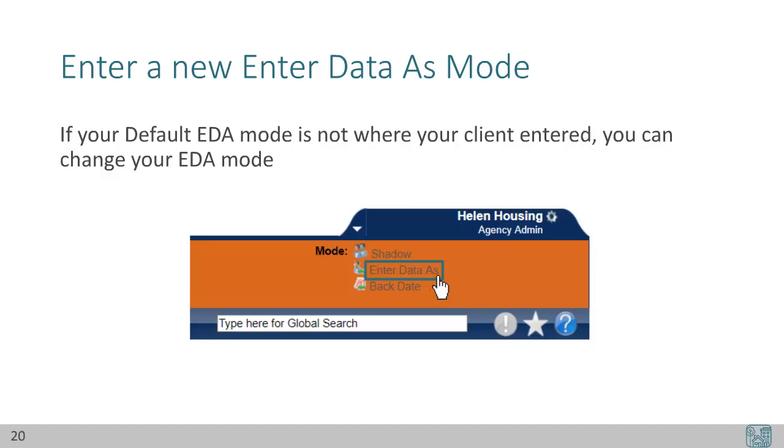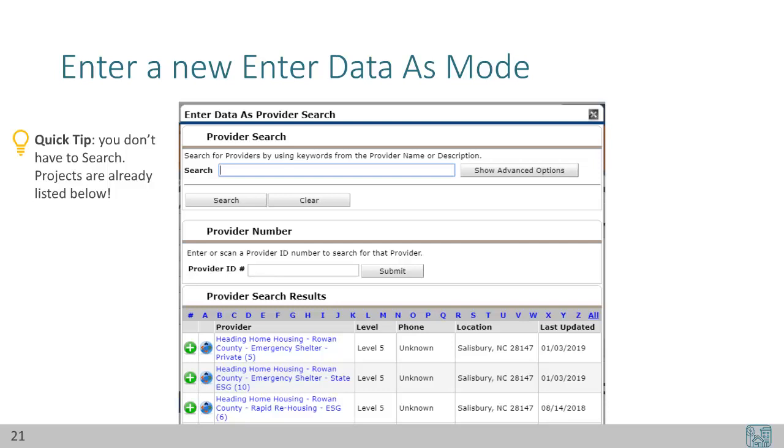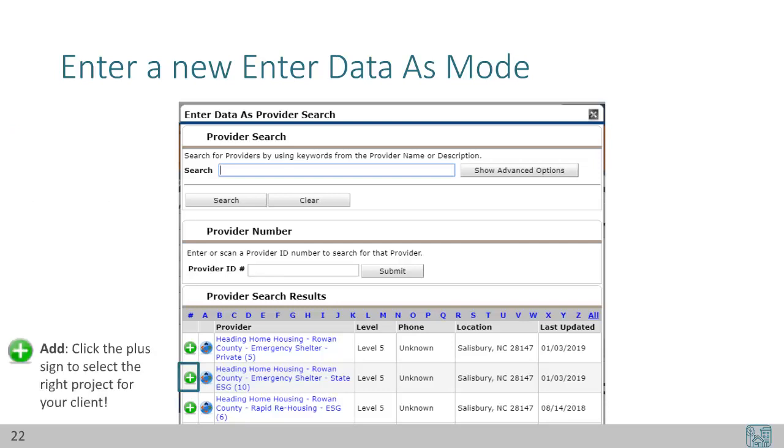Imagine now that we're walking down the hallway and we're going to select the right room for this data. In the upper right-hand corner of the page, click on Enter Data As to change your EDA mode. A new pop-up box will appear. There will be a search bar at the top and a list of providers or projects below. Quick tip, you do not have to search, but if you do have a long list of projects available, you may. In the middle, there is a header called Provider Number. This is where you can enter the project identifier number for a specific project.